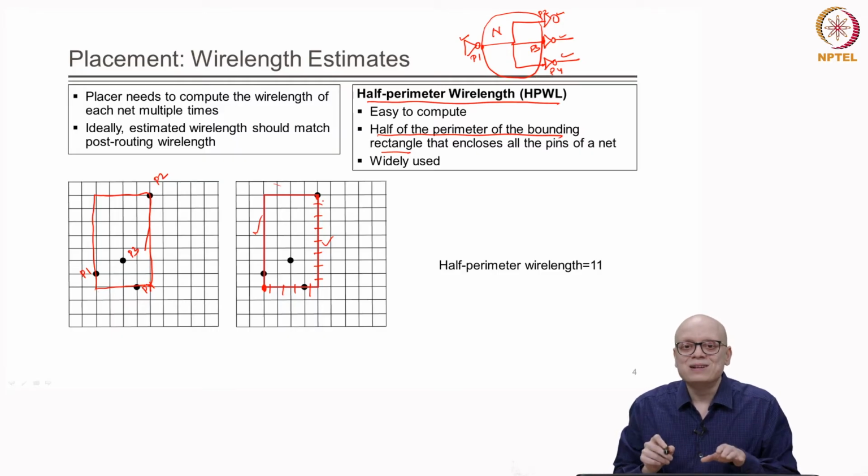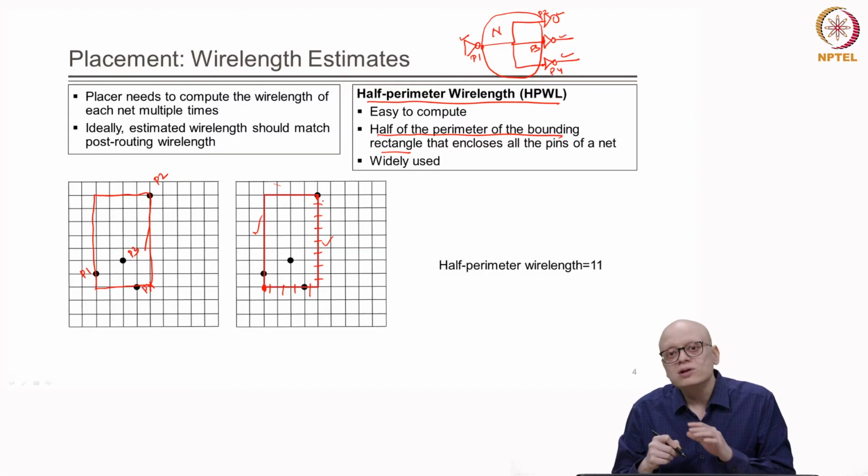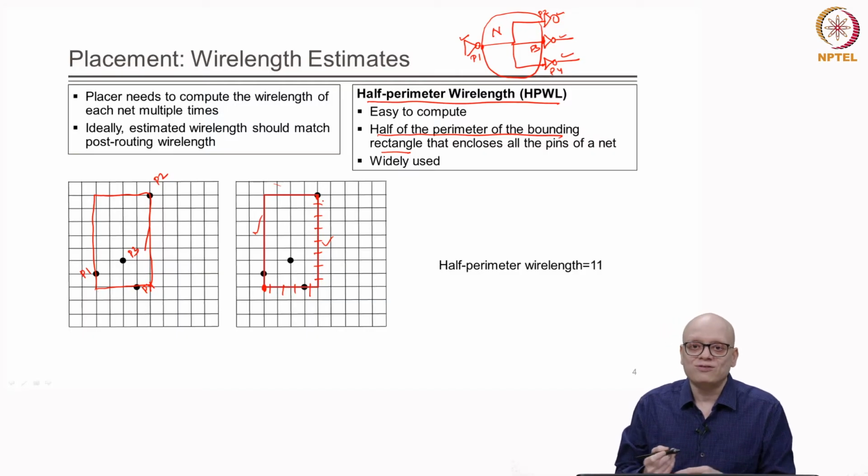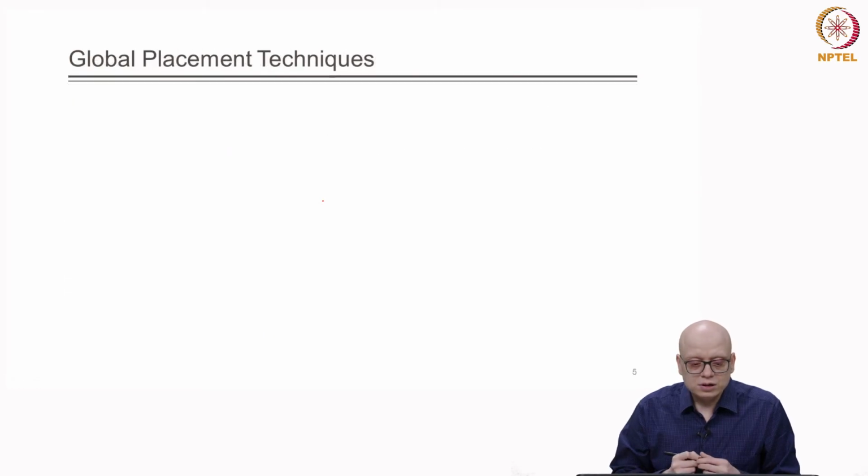Now, this is a very simple method. The half perimeter wire length method is the simplest and also widely used. There are more sophisticated methods of finding more accurate wire length estimates.